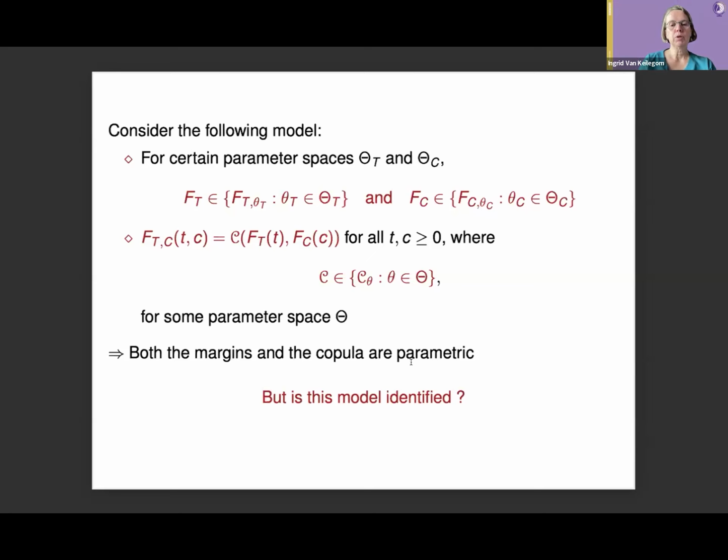Okay, and so the question we want to ask now is whether this is identified. Now, at first sight, you might say, well, everything is parametric, so it should be identified. But this is not necessarily the case because in the context of random right censoring, we don't observe the T and the C. If they would be observed, then indeed everything would be easy. But instead of observing T and C, we observe the minimum and the censoring indicator. And so the question is whether with the information about the minimum and the censoring indicator, can we still identify these three parameters?